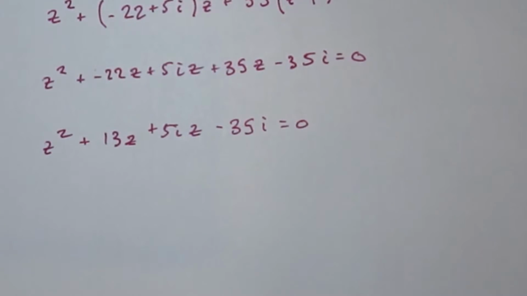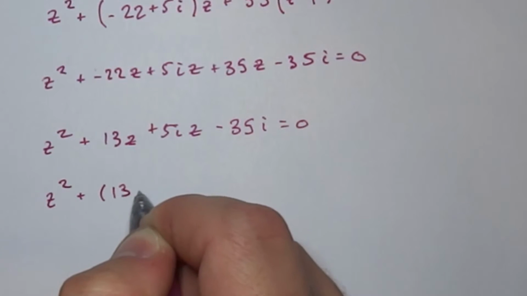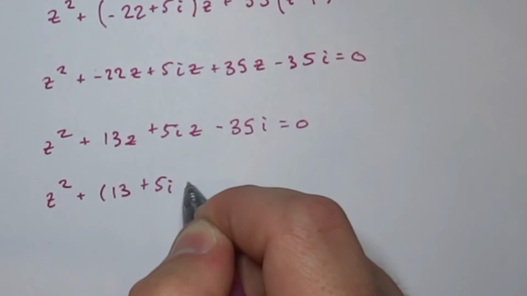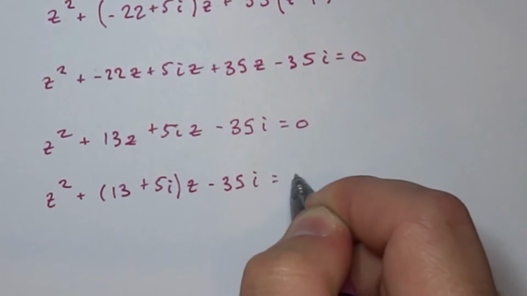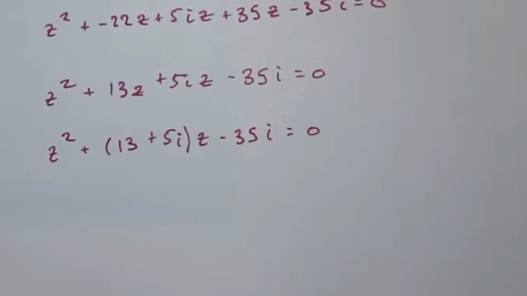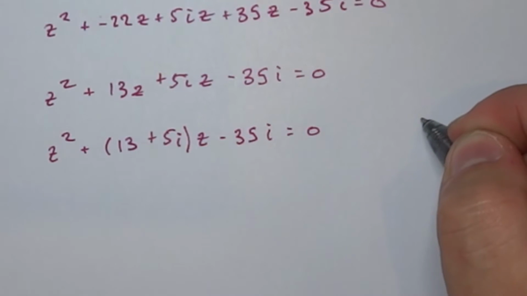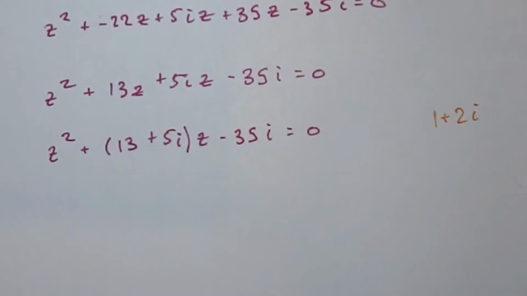Okay, great. Now I'm going to factor the z out of both of these. It's going to give me z squared plus (13 plus 5i) times z minus 35i equals 0. So now we have it entirely in quadratic form. We have z squared, z, and no z. Now, we already know one of the factors, right? One of the factors, or roots, is 1 plus 2i. So, to find the second one, there's a few rules we can utilize.